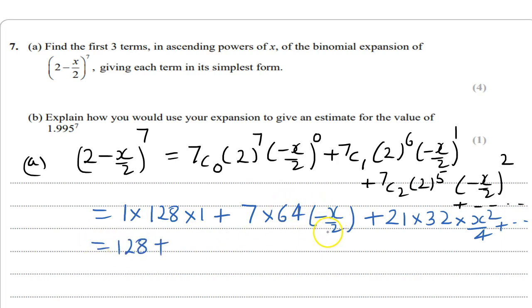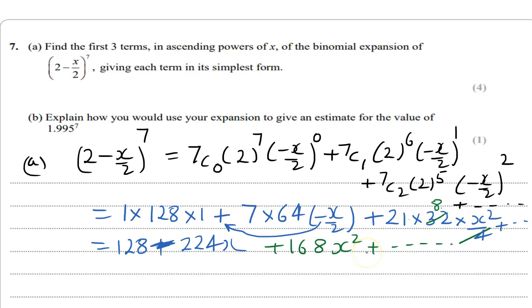64 divided by 2 is 32, and 32 times 7 is 224x, and this will be a minus sign, because of this minus sign, minus and plus becomes minus. Similarly you can cancel here: 4 times 8 is 32, 8 times 21 gives 168x², and so on. So this is the expansion. Now this is your first three terms.